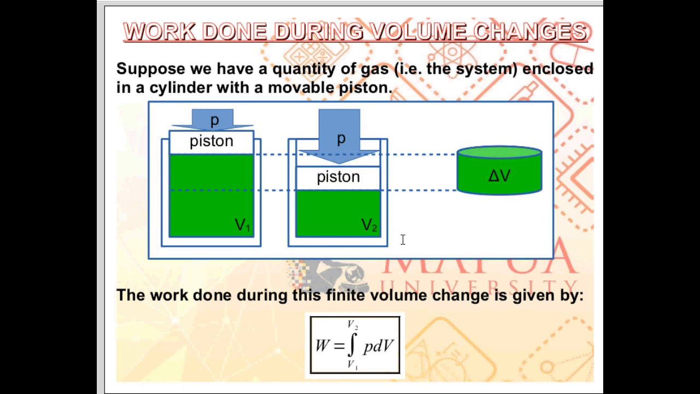Work done during volume changes. Suppose we have a quantity of gas, which will be our system, and our system is enclosed in a cylinder with a movable piston. We apply pressure on the piston, compressing the gas from initial volume V1 to final volume V2. The piston moves from initial position to final position. We have the resulting volume change in our system.